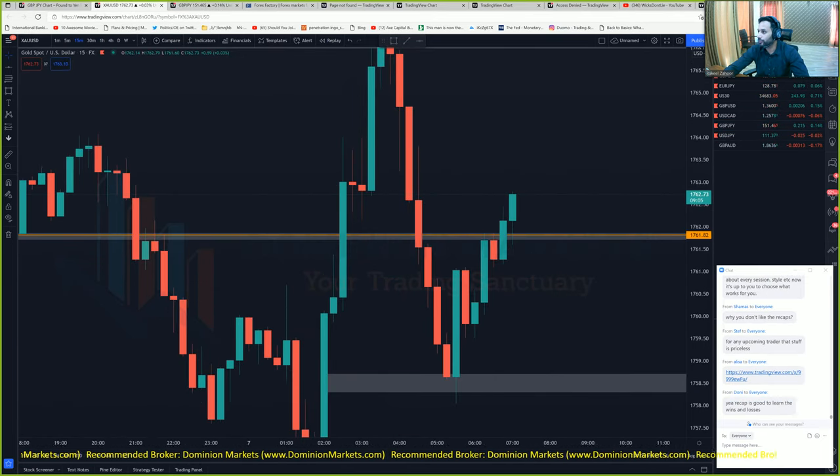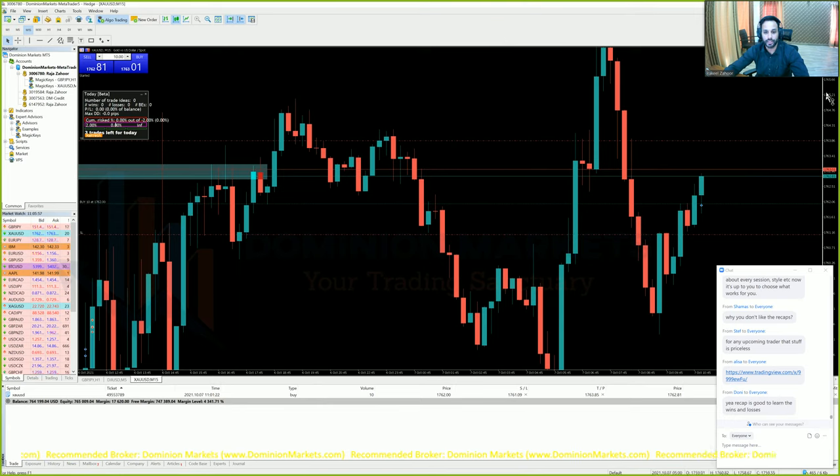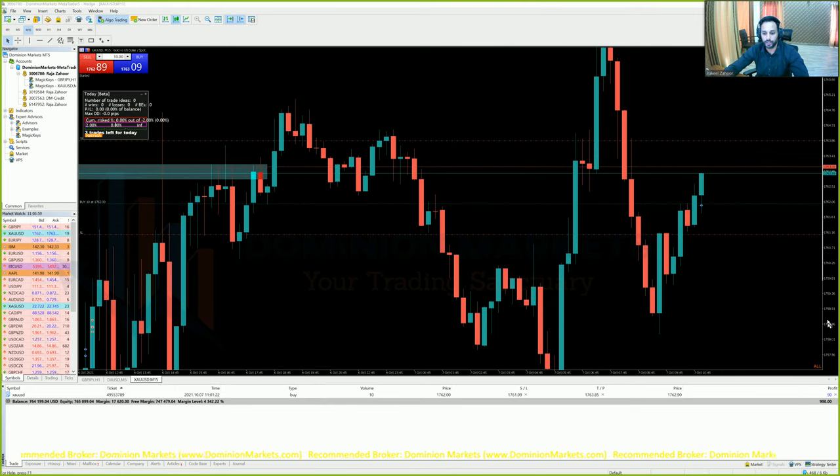Gold is moving nicely over here. Up about eight pips at this point. Nine pips at this point. Should have gone with my full risk over here, but whatever. Yeah, I think we can still get towards 1763. We'll see.